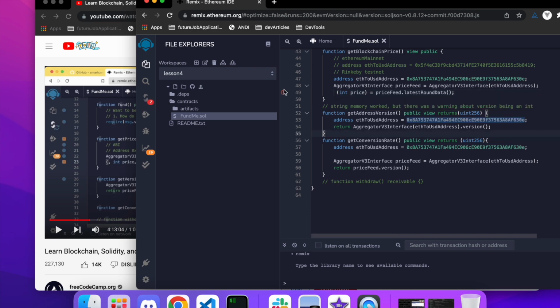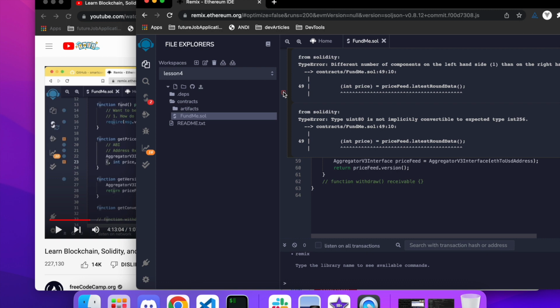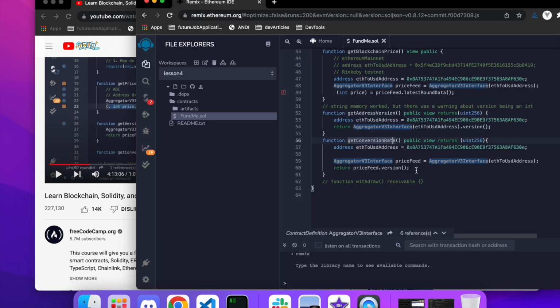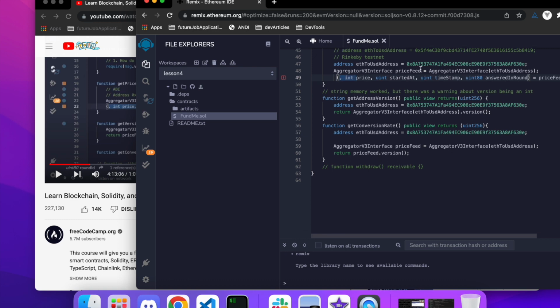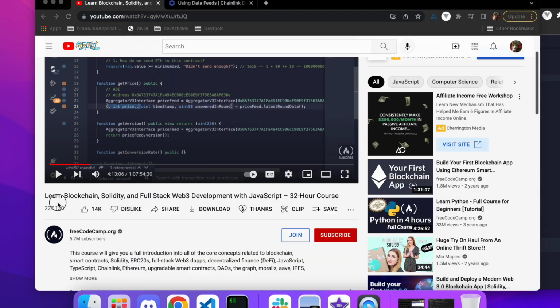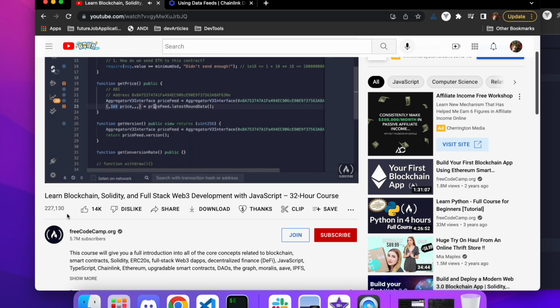Just leave the commas. Oh, leave the commas. Gotcha. Okay. So you have to leave the commas for this because this isn't really a proper object, I guess. So it needs to know how many commas to expect, otherwise it'll just say unused local variable price. Okay. Weird, but now we have int price equals price feed dot latest round data.